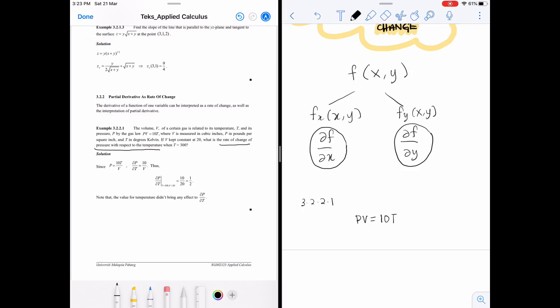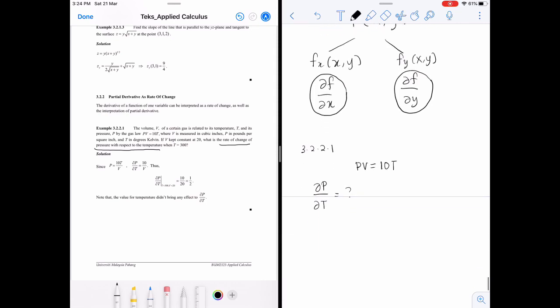We need to find what is del P del T, or the differentiation of P with respect to T. So the first thing we need to do is to find the formulation of P, where from the formula given we have P equals 10 T over V.